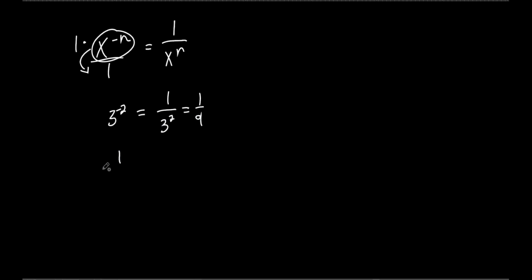Or you could have this. What if you had 1 over 3 to the negative 2nd? Well, you don't want the negative exponent. You never want a negative exponent. So you flip it where? To the top. That's right. So if it's already in the bottom with a negative exponent, flip it to the top and change it to what? 3 to the positive 2nd. That's 9. We good with that?